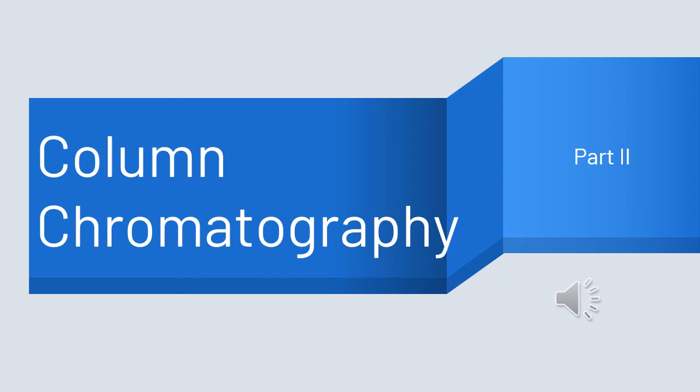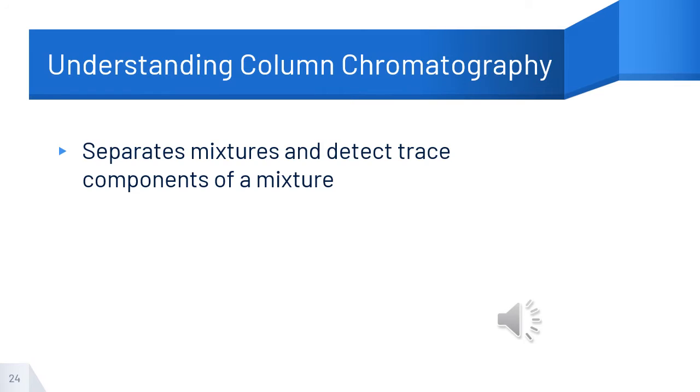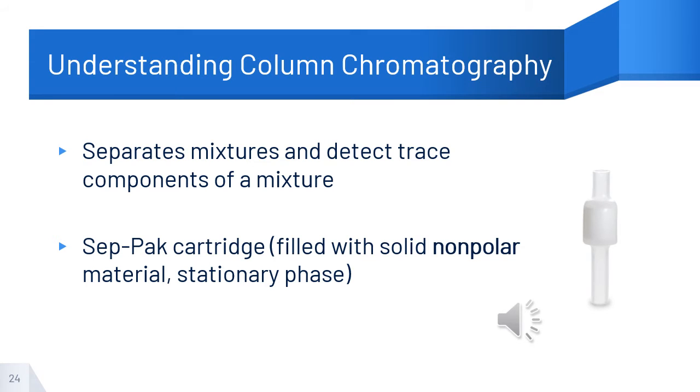Moving on to part 2, this next part is all on column chromatography. So what does column chromatography do? Well, it separates mixtures and detects trace components of a mixture. A spec pack cartridge, which I used, is filled with solid nonpolar material, which is also the stationary phase.